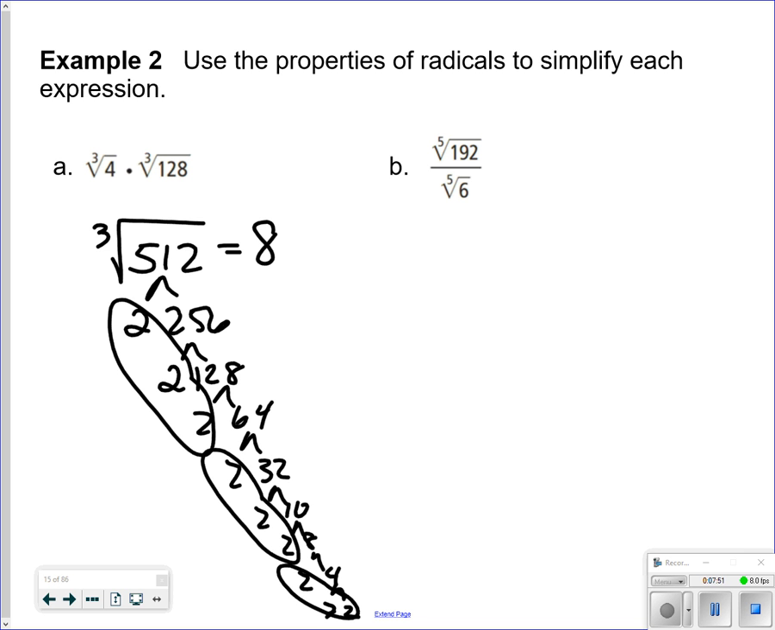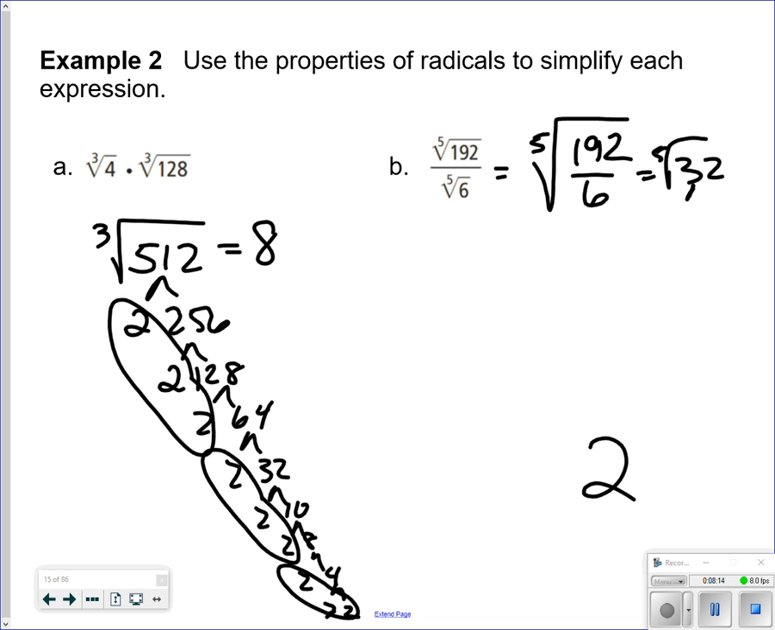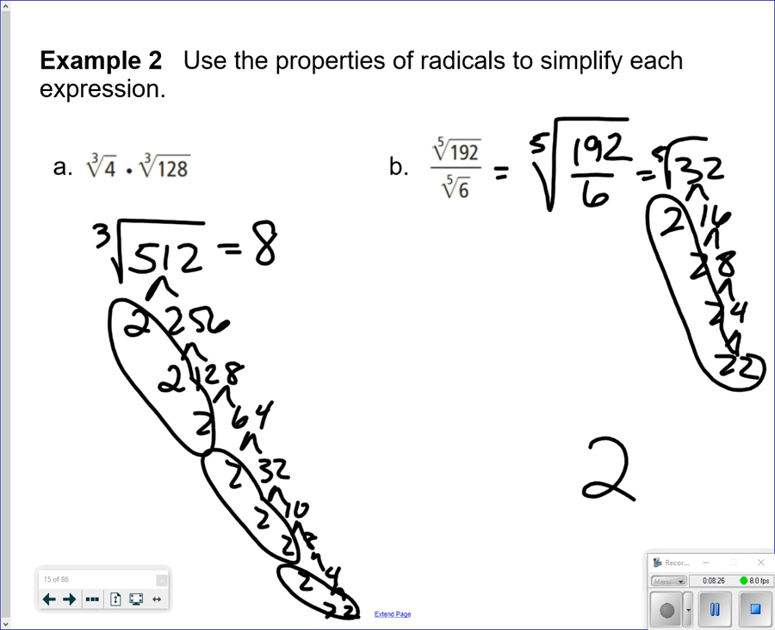Next one, because these are the same radical, I can take the 5th root of 192 divided by 6. Now, 192 divided by 6 is 32. So now I want the 5th root of 32. I'm going to do a tree just to show you this, but the 5th root of 32 is actually going to be 2 if you typed it in your calculator. But let me show you why. 2 times 16, 2 times 8, 2 times 4, 2 times 2. It's a 5th root. So you need 5 in order to come out of the radical. Well, there are 5 2's and no singles. So therefore, the 5th root of 32 is 2.